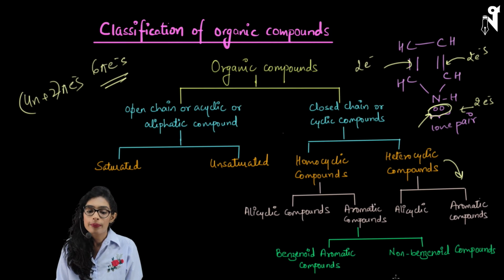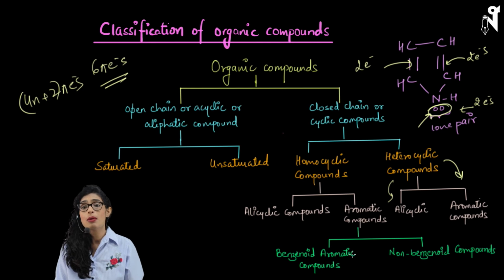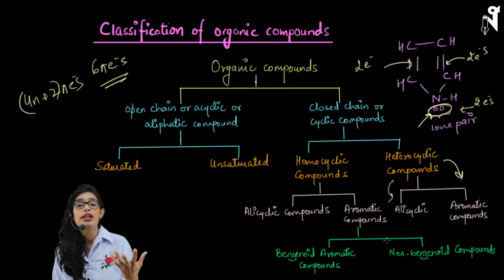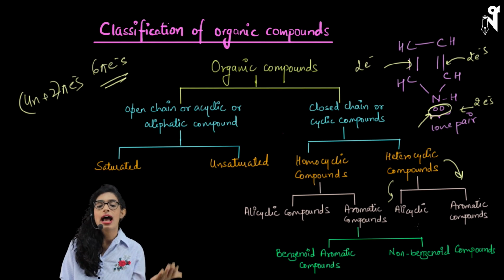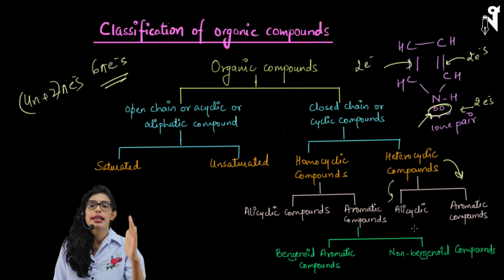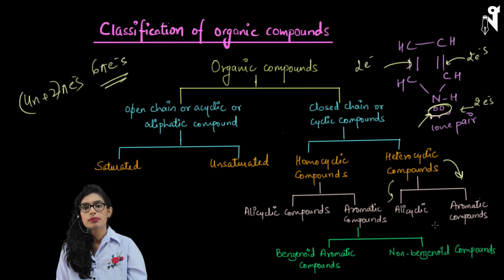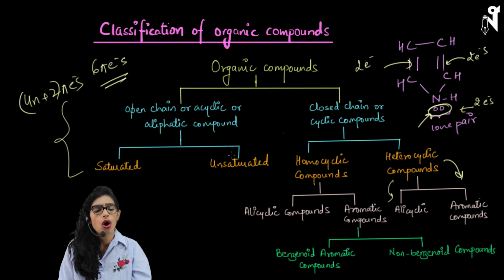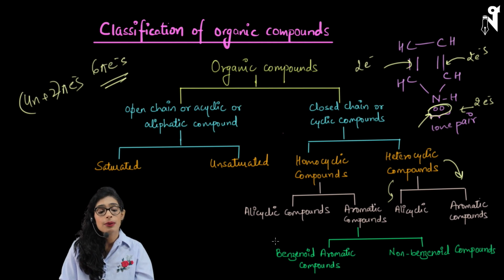What are heterocyclic alicyclic compounds? The ones which do not follow the aromatic rules will be considered as heterocyclic alicyclic compounds. We will be talking about all these categories with examples very soon. So wait for it. We will be dealing with them.